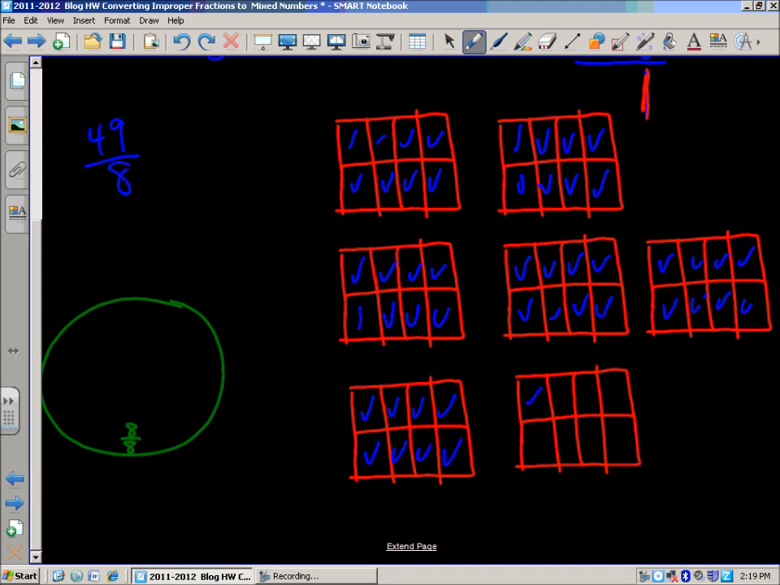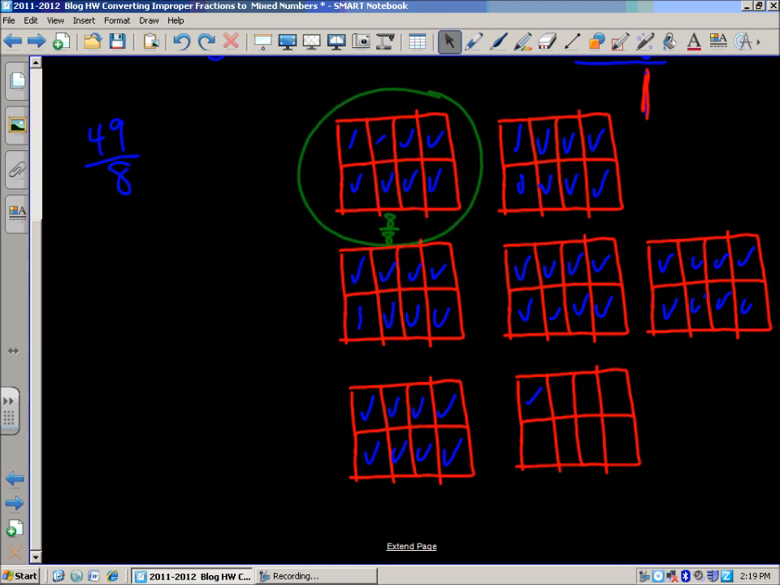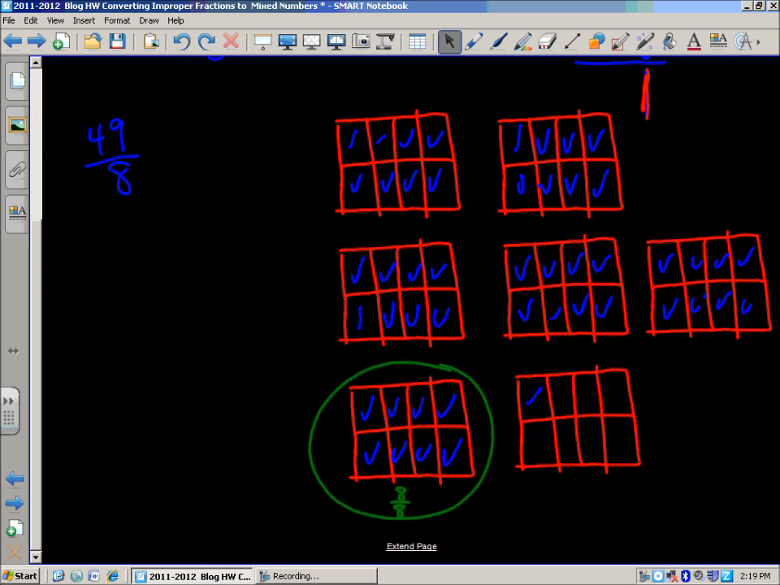And there's just one out of this last pie or pizza or whatever you decide to draw. And then you would have 49/8. Now, to make that a mixed number, like I said, each one of these full pizzas is 8/8. Okay? So we've got 1, 2, 3, 4, 5, 6 whole pies. So that equals 6 whole pies.